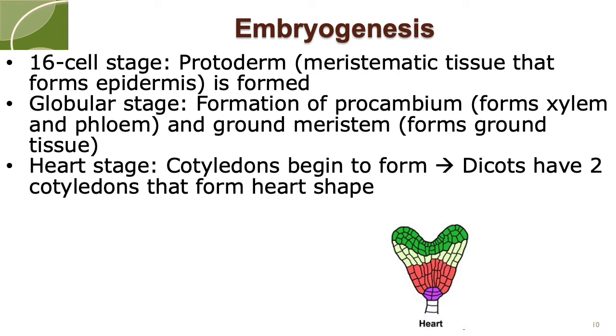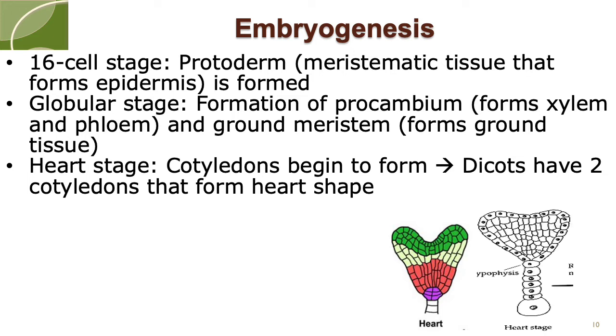After the globular stage comes the heart stage, and in the heart stage, this is where cotyledons are beginning to form. In the case of dicot plants, 2 cotyledons will be formed, and that's what we're looking at here. And these 2 cotyledons tend to form this heart-shaped structure. So once again, in this picture, we're looking only at the head, but when we look at the picture to the right, we can actually see the entire structure of that embryo.